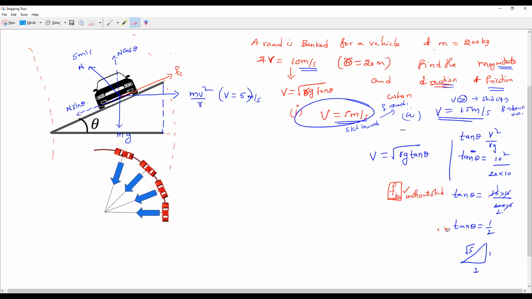Now, as the velocity is less, the body is skidding inwards, and the force of friction is acting in what direction? Force of friction is acting in the upward direction. Clear, everybody? So now, as we know, force of friction is acting in the upward direction. Everywhere theta is the same, so theta remains the same.